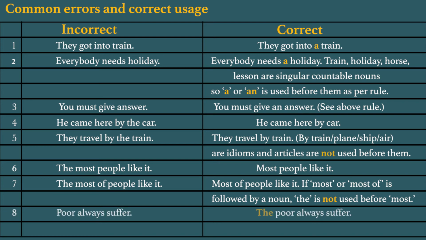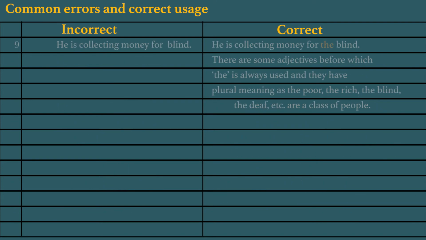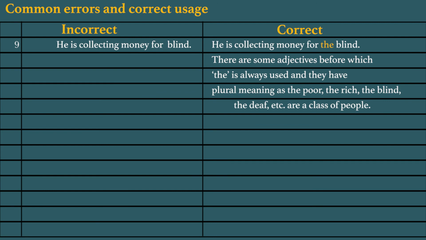Next one is, poor always suffer. The poor always suffer. Ninth one is, he is collecting money for blind. He is collecting money for the blind. There are some adjectives before which the is always used and they have plural meaning as the poor, the rich, the blind, the deaf, etc. They are a class of people.